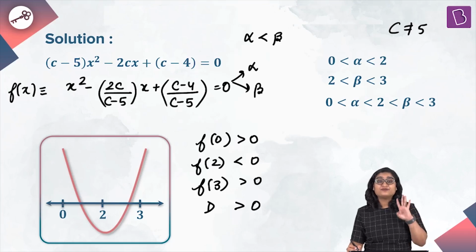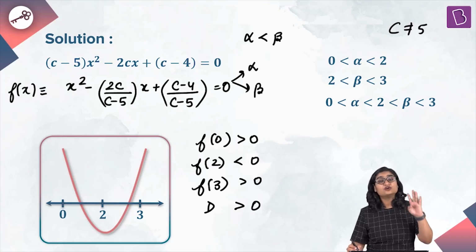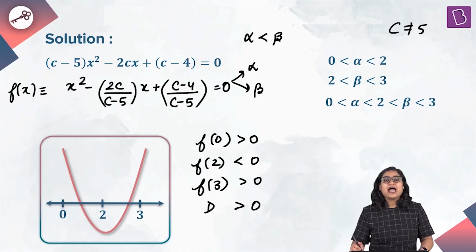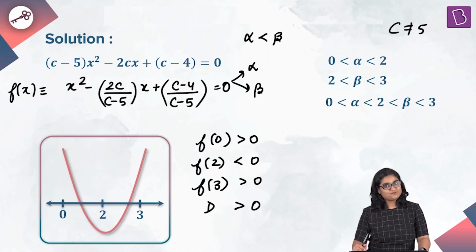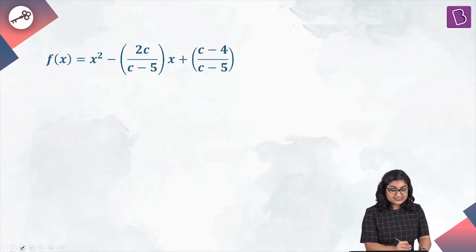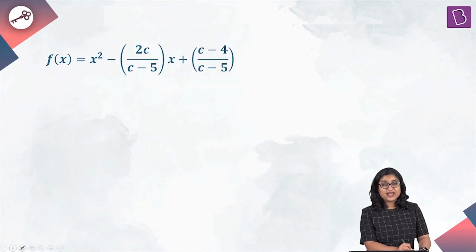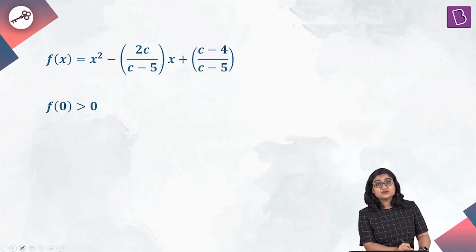Basically, we have 4 conditions and we have to solve for those 4 conditions to finally find out the interval in which c lies, and then eventually find out the number of integral values of c. All right. So this is the function under consideration, f(x). And the first condition that we have to calculate is f(0) greater than 0.